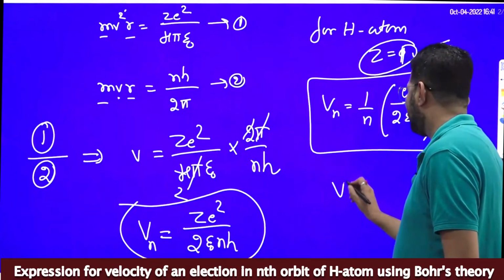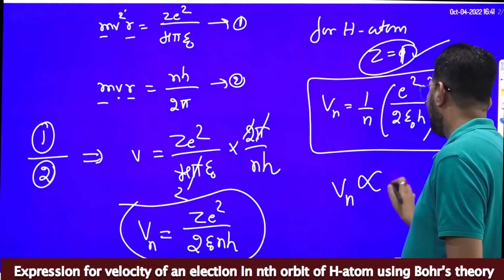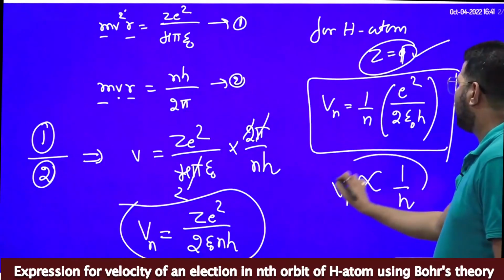Now, we see that for entrance examination this is very useful. Velocity is inversely proportional to orbit number.